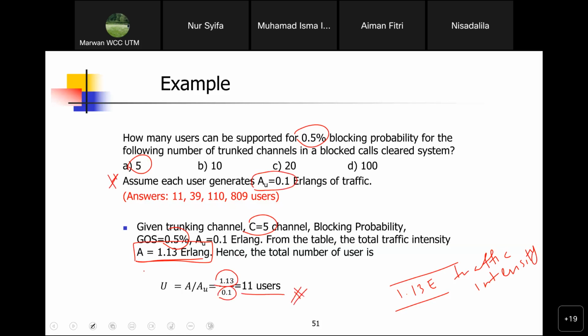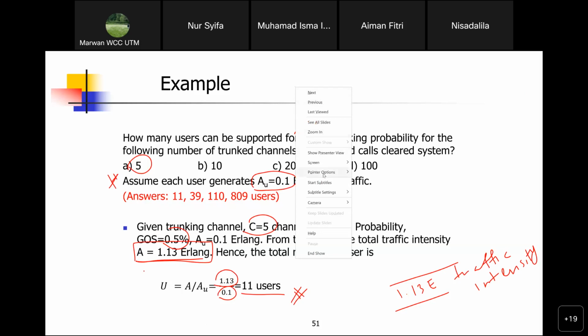So what does it mean? With 5 channels supporting 1.13 Erlang, it can actually serve 11 users, not 5 users anymore. So you have an increment to 11 users. This is how you can increase the number of subscribers by just introducing a 0.5 blocking probability.